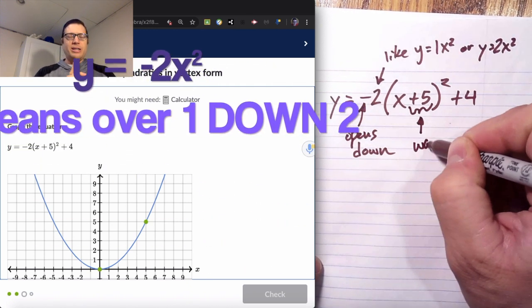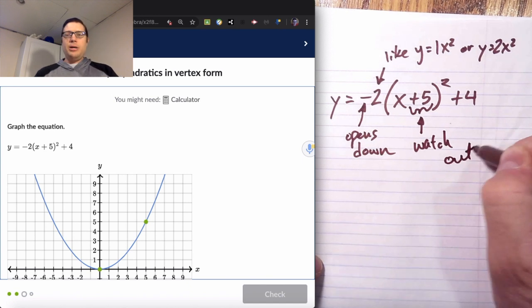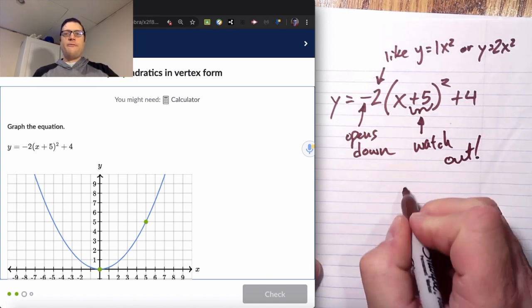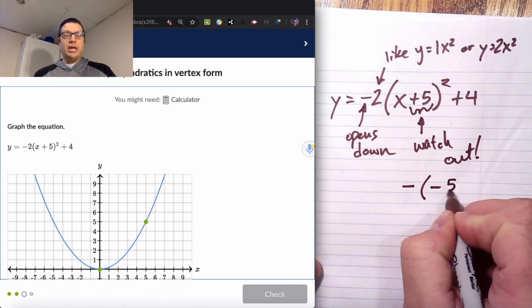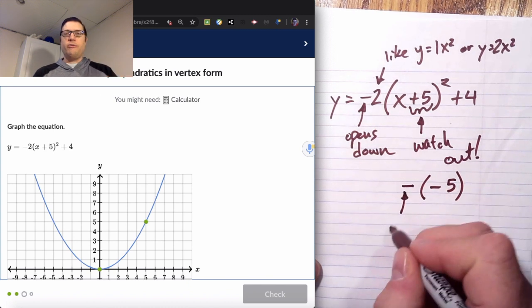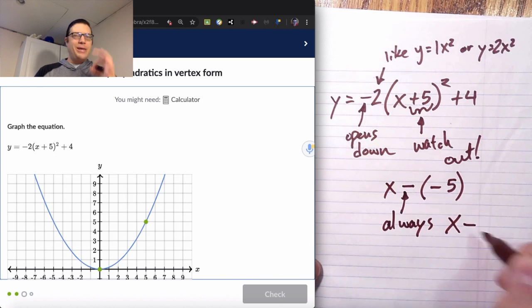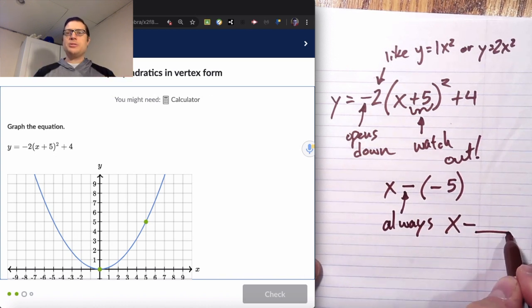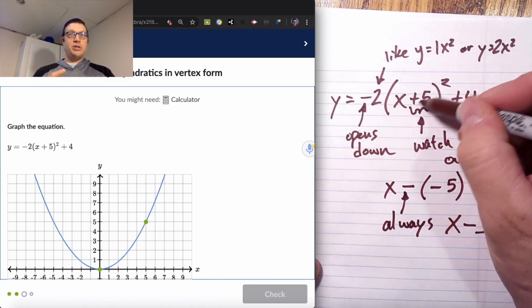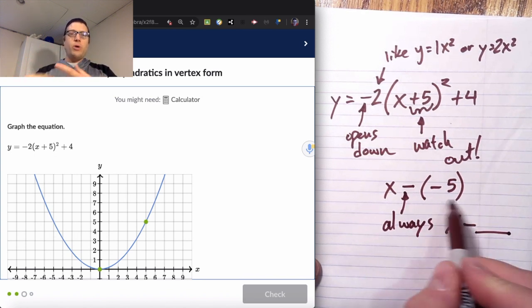The plus 5, there's lots of negatives being thrown in here. Watch out for a positive. That does not mean move to the right. It means negative 5. So actually, the x-coordinate of the vertex is at negative 5, 4. So be careful when there's a plus sign in the parentheses, because that's going to tell you that you have to actually think in reverse of what you've been doing.